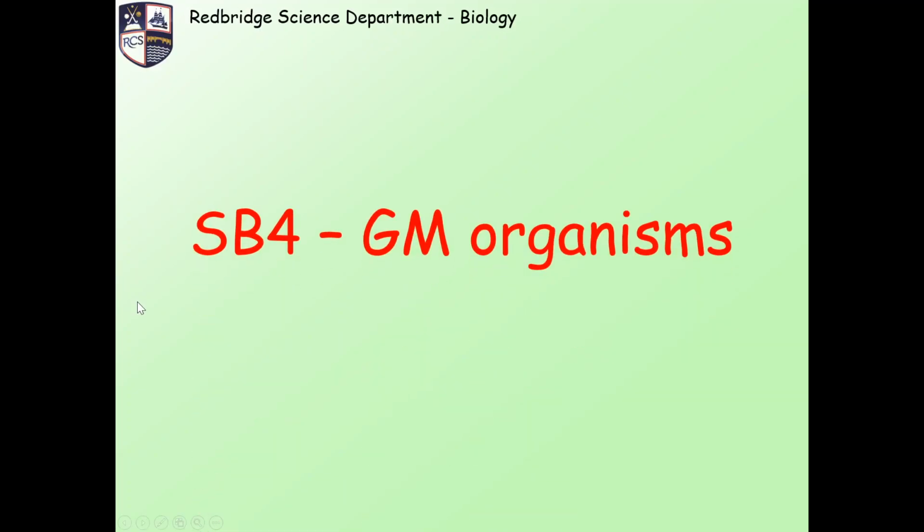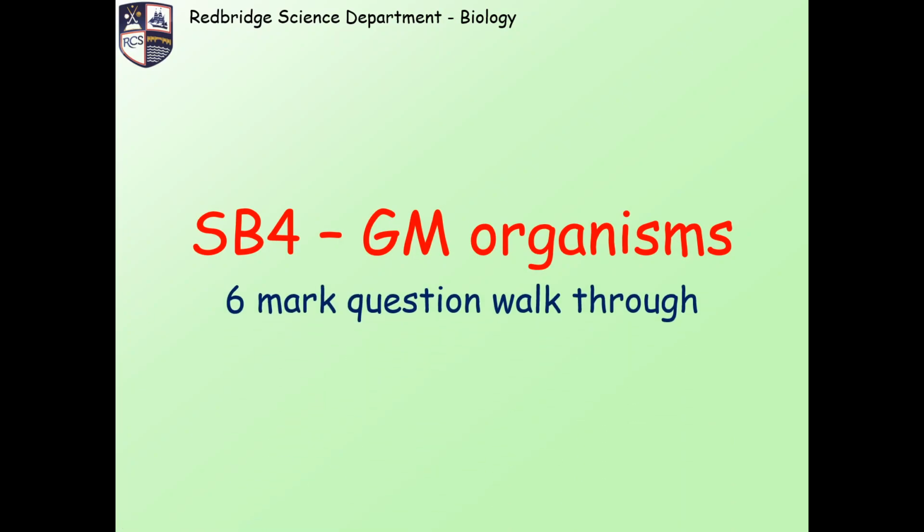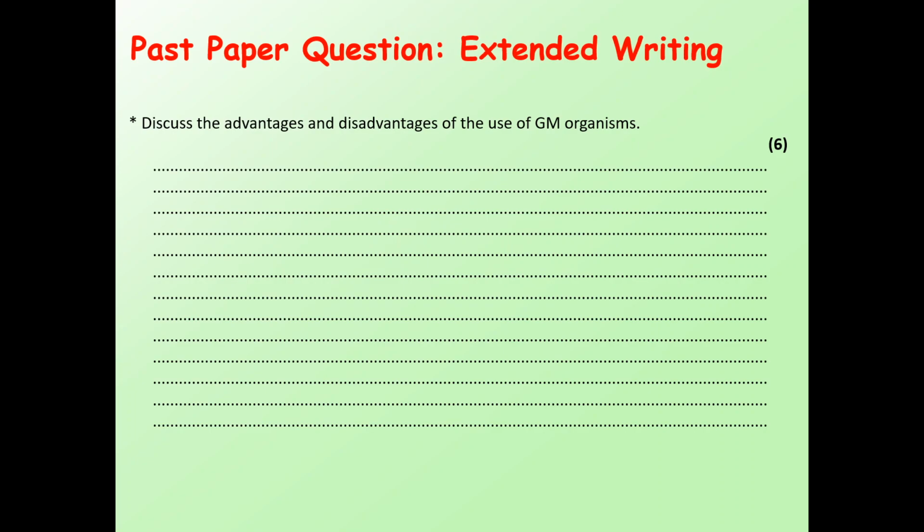Hi everyone, in today's video I'm going to be looking at SB4 GM organisms, genetically modified organisms, a 6-mark question walkthrough. Okay, so the question we're going to look at is to discuss the advantages and disadvantages of the use of GM organisms. So the command word is discuss, talk about, describe the advantages and disadvantages. So I want you to talk about both of GM organisms. So quite an open question here.